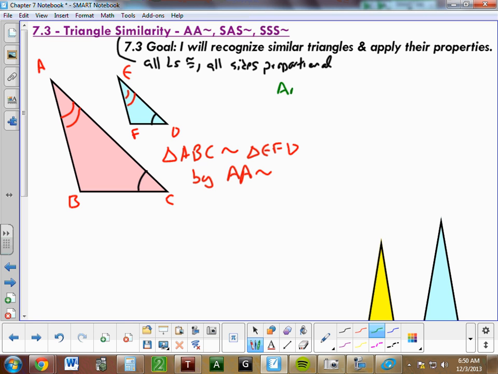So angle, angle, let's just write like a little description. So angle, angle similarity is if you have two angles that are congruent to each other in two triangles, the triangles are similar. So, that would be true. So the other two are going to be similar. We have one for side, angle, side, and one for side, side, side.